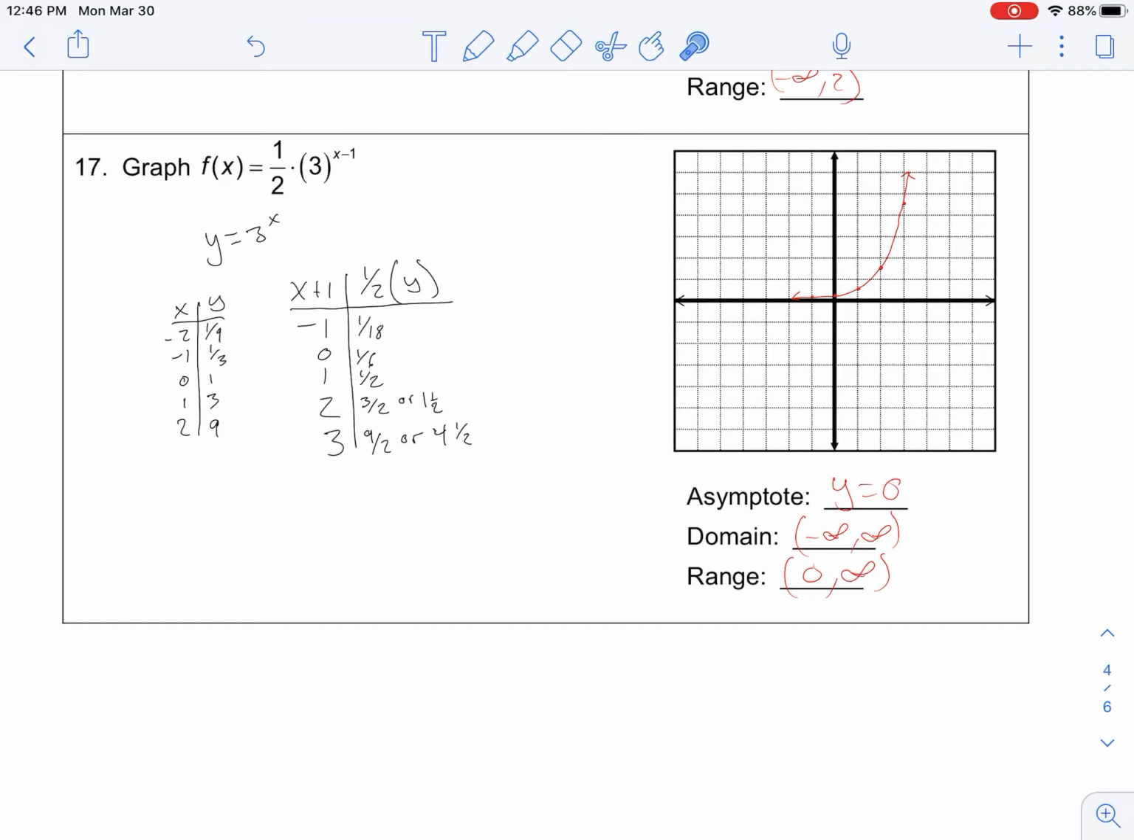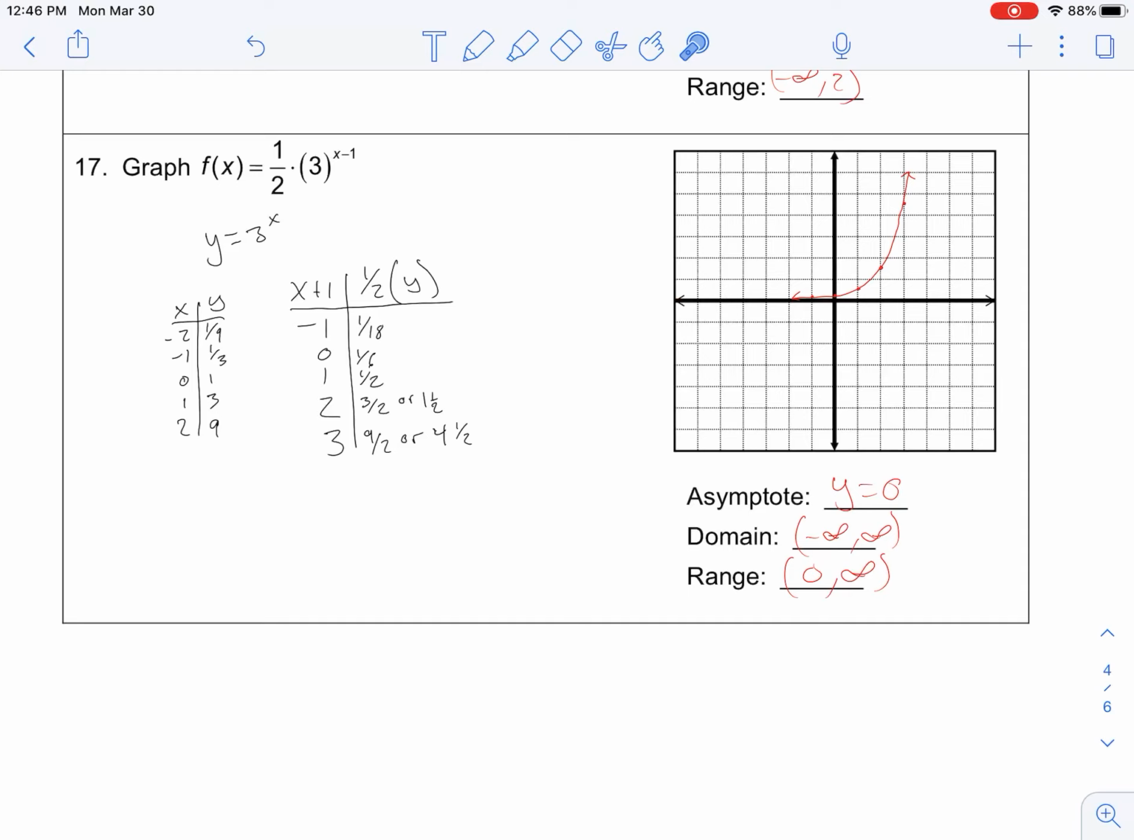1/3 times 1/2, 1/6. Okay, and then for these ones, I wrote them as mixed numbers because it was easier for me to graph seeing them like this. Okay, I can go 1 and then 1/2. I can go 4 and then 1/2. So they're graphed over here. Our asymptote is going to be 0.